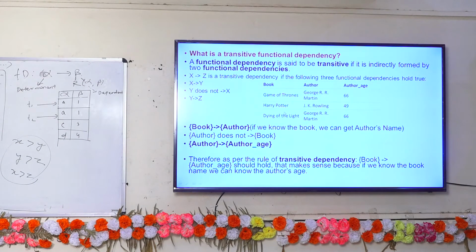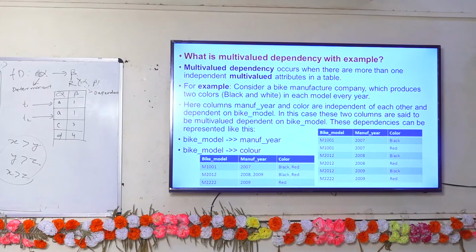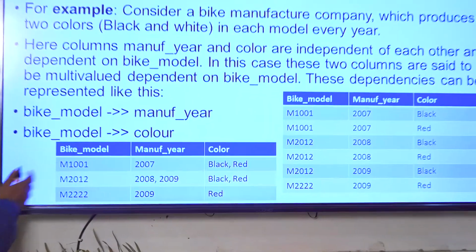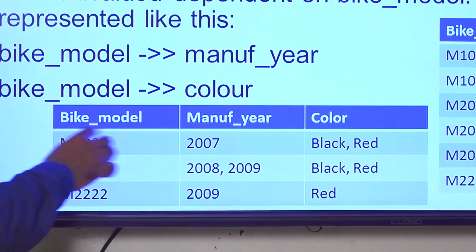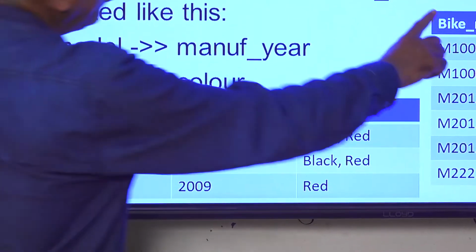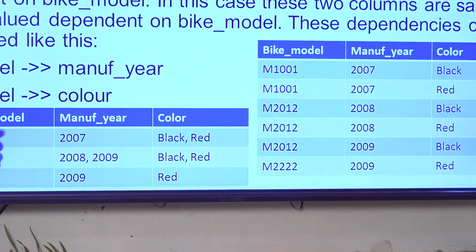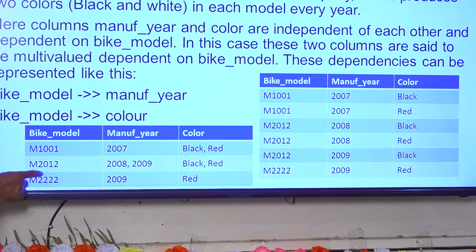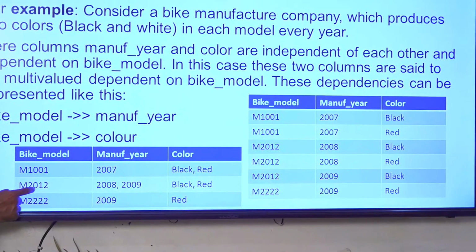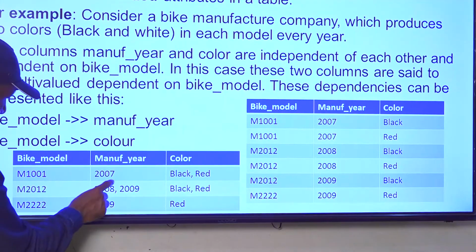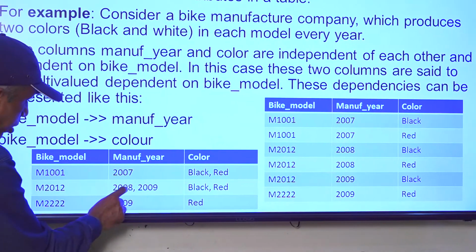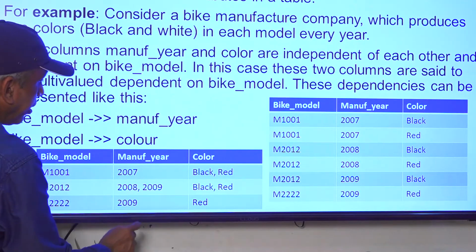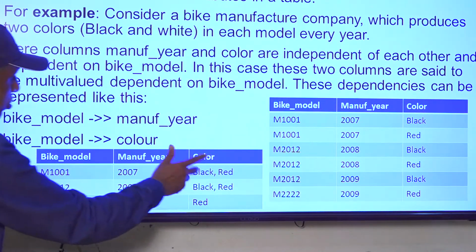Another example: multi-valued dependency. Suppose this is your worksheet in Excel, or consider this one table, and within this, all these are single cells. This cell has one value, this cell one value, this cell one value, but this cell has more than one value. Color is black and red. That is called a multi-valued thing.